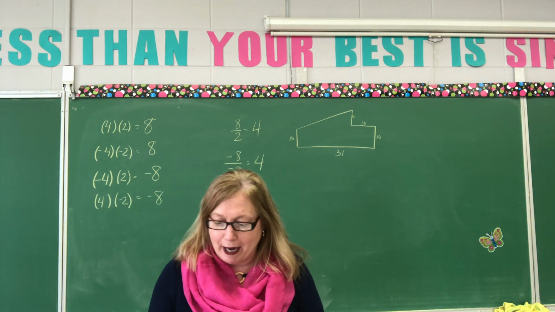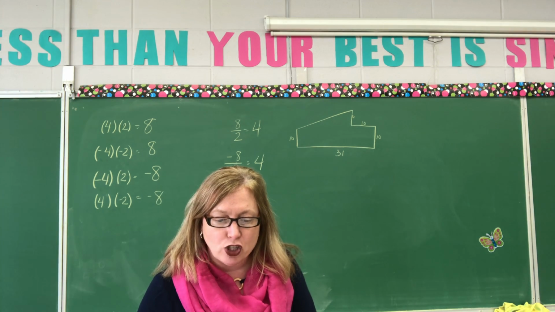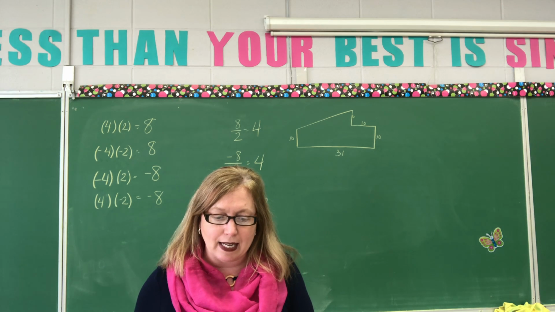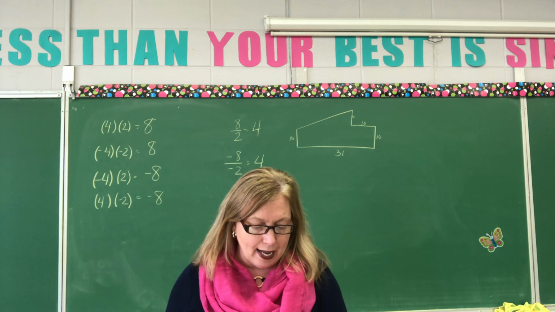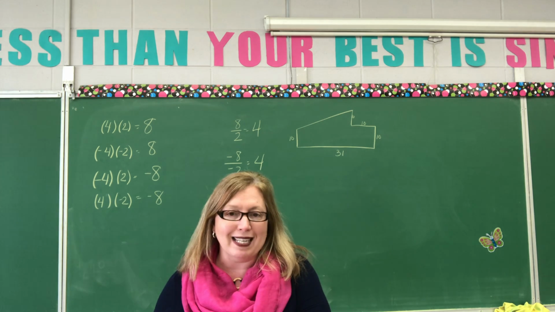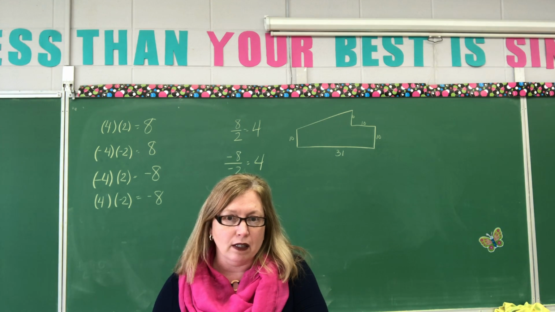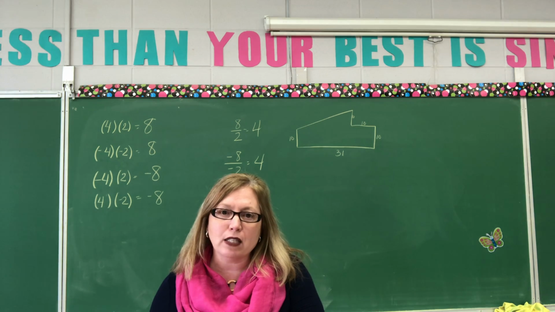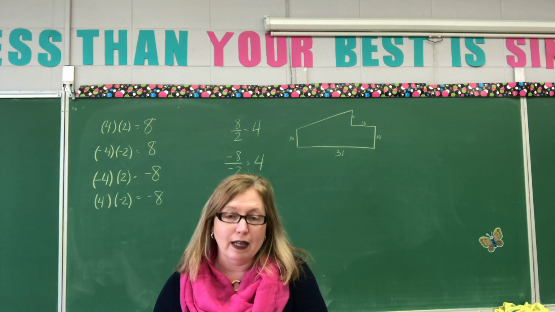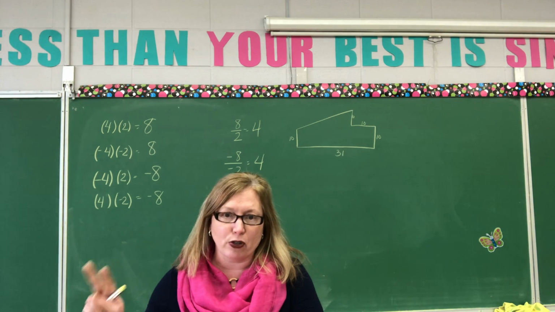Look in your book for me at the top of page 232 in lesson 82. Let's look at the practice section. It says positive 4 times negative 3. The answer is negative 12. Negative 3 times positive 4. Your answer is negative 12 because the signs are different.